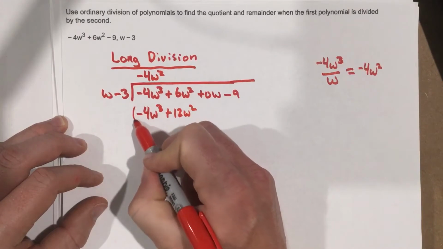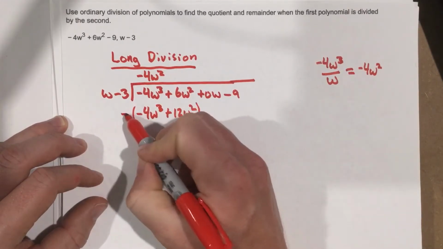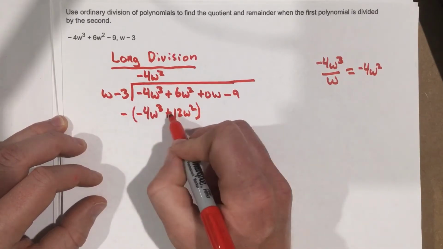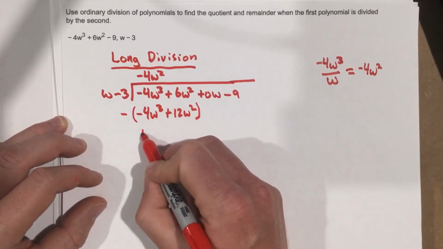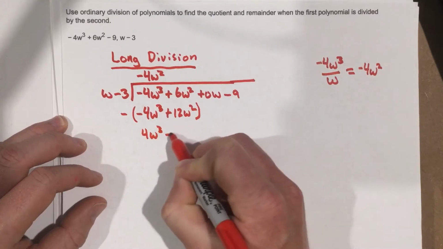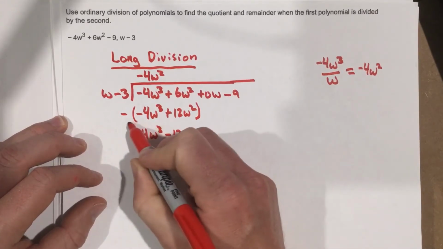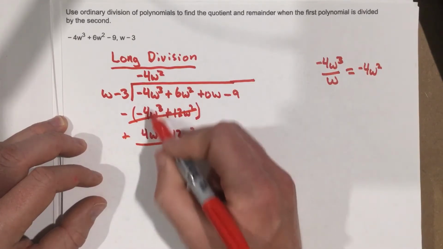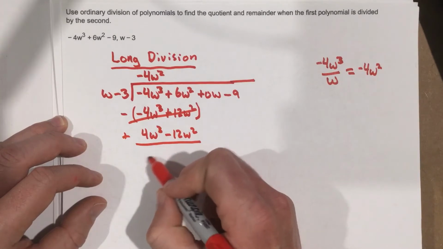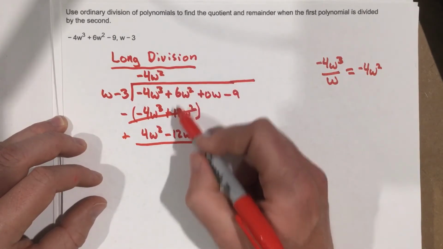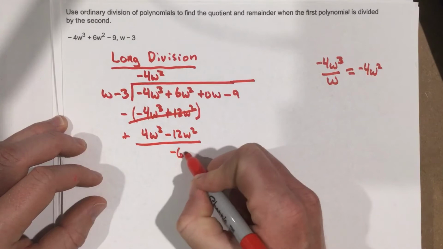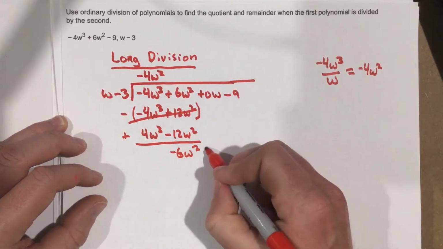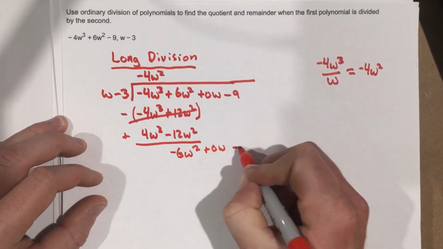Now remember, with division we subtract what we have in there. Instead of doing this whole negative 4 minus negative 4, I like to distribute the negative to each term. So we end up with 4w cubed minus 12w squared. I cross this out a little bit. And now I actually add these together. So this will be 0, so I can put 0 right here. I'm not going to. 6 and negative 12 is negative 6w squared. Bring down the 0w. Minus 9.